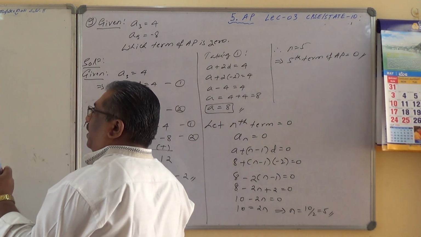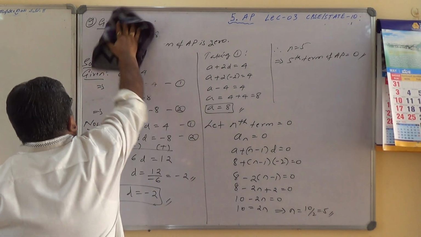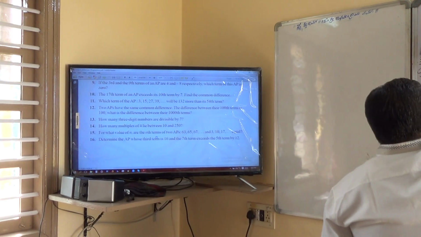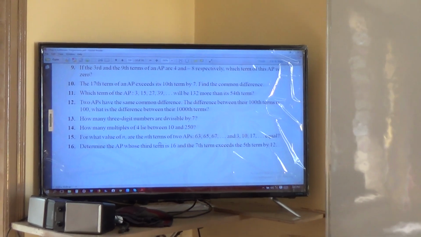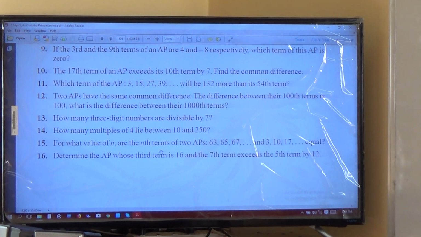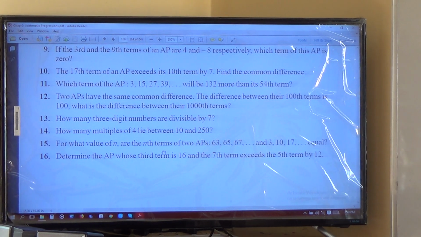17th term of AP exceeds the 10th term by 7. Find the common difference. Meantime, you can have a look at the question. 10th one. See, every time I will not ask you to note down. You have to pause the video, note down each and every numerical. Okay, please have a look at question number 10 and note it down.